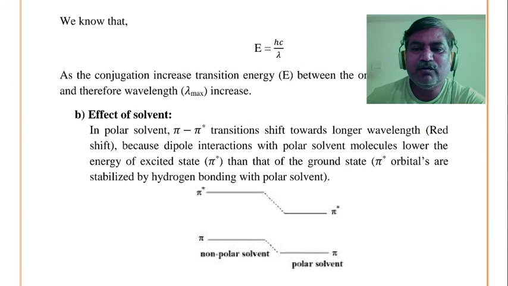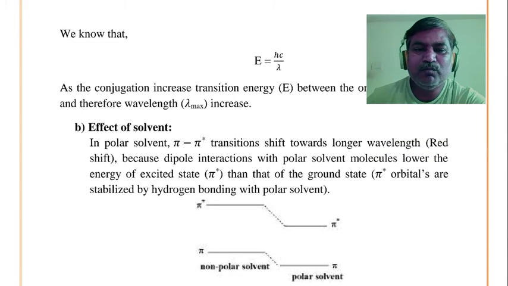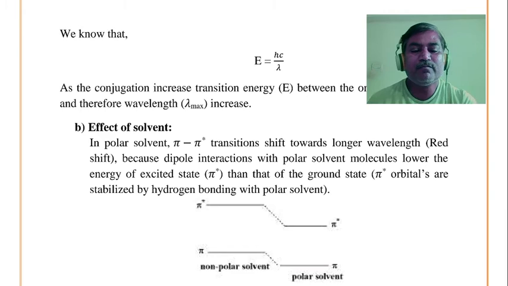That is, because of dipole interaction with polar solvent molecule, lower the energy of excited state than the ground state, and stabilized hydrogen bonding with polar solvent. Hydrogen bond तयार होतो. Right. Here hydrogen bonding effect is observed in solvent system and required transition energy is higher. The required transition energy is higher, lower is the lambda max value.